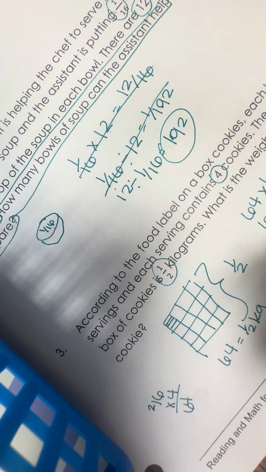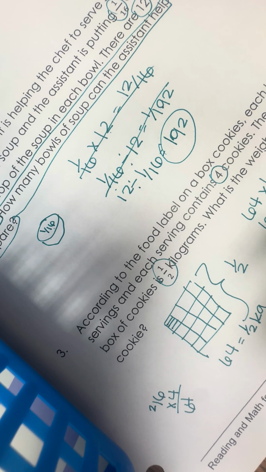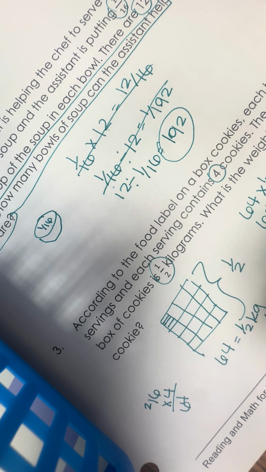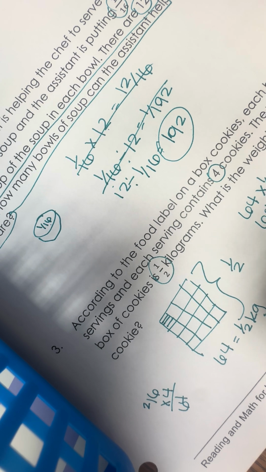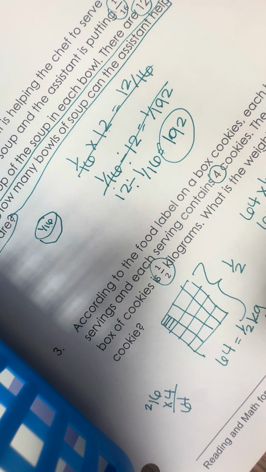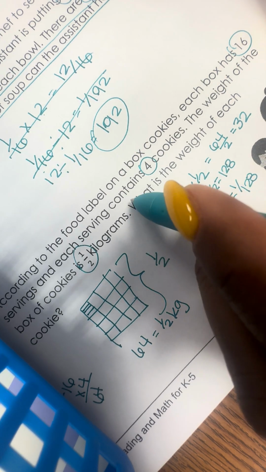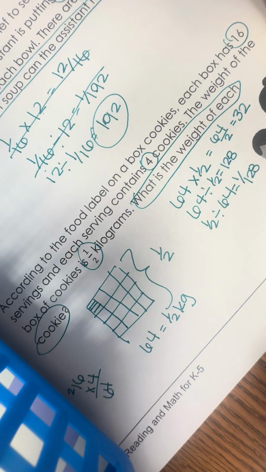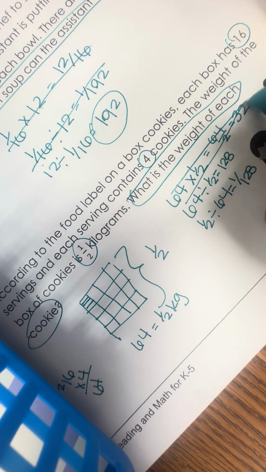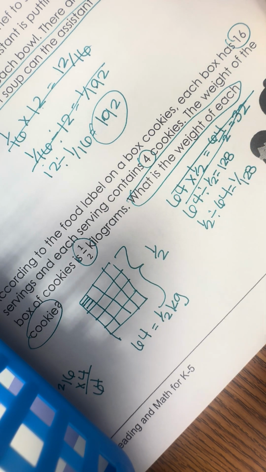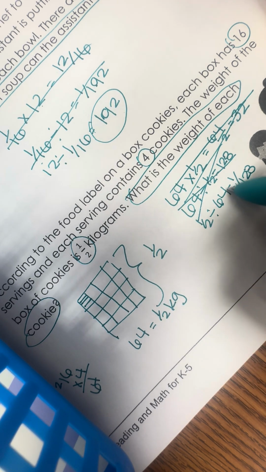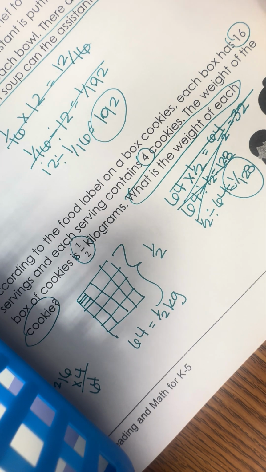And 64 divided by 1/2 is 128. And then 1/2 divided by 64 is 1 over 128. The weight of each cookie cannot be 32 kilograms. That's way too heavy. Each cookie cannot be 128. That's way too heavy. Each cookie has to be 1 over 128 kilograms.